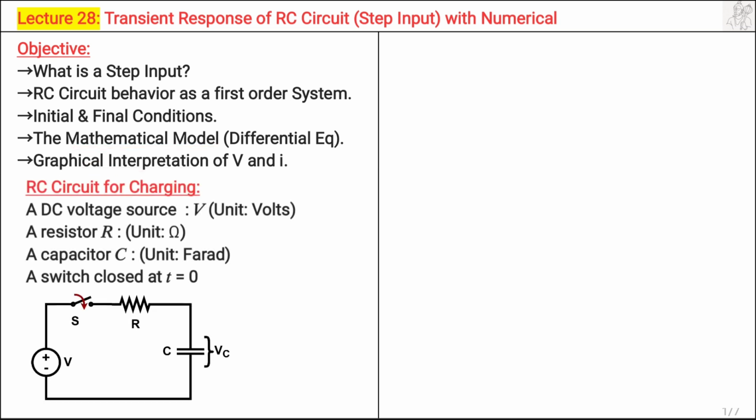So the RC circuit for charging is something like this. It consists of a voltage source, a resistor R having unit in ohms, and a capacitor C having units in farads, and a switch which is closed at t is equal to 0.